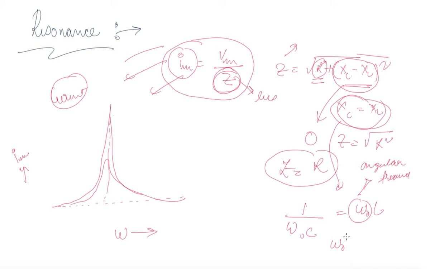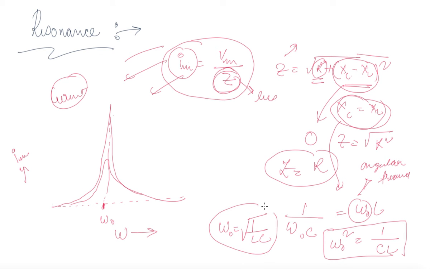Therefore, omega naught whole square is equal to 1 by LC. So at this point, this is omega naught. So what should be the value of omega naught? Omega naught should be equal to root over 1 by LC, and this is the resonating criteria. Let me write this in a proper way. This is your resonating condition, and that is when omega naught is equal to root over 1 by LC. So this was the criteria for your resonance.